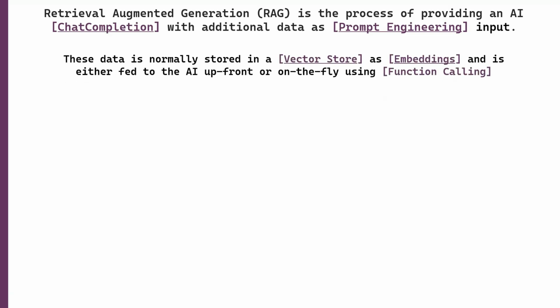That data often comes from a vector store and is saved as embeddings. These two terms we also have a video on. And it is either fed up front to the AI or on the fly using function calling, which is also a topic. So you can see there's a reason to go and see some of the other videos if you are very unfamiliar with all those terms so far.